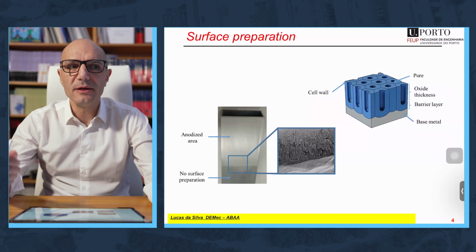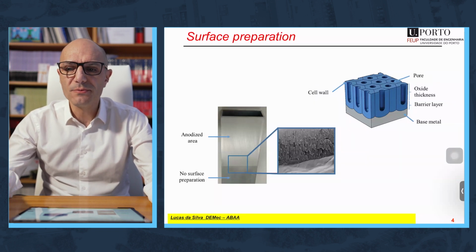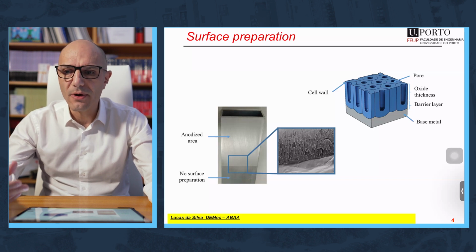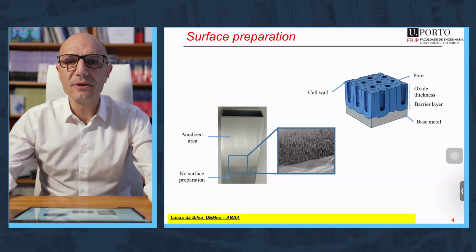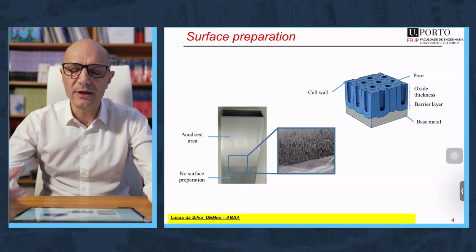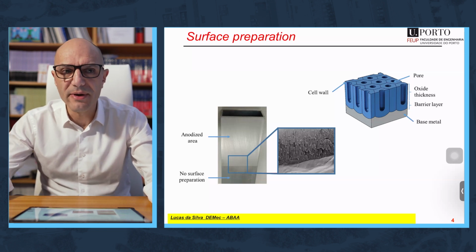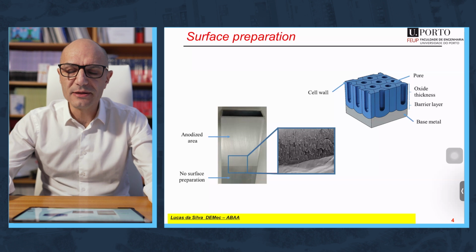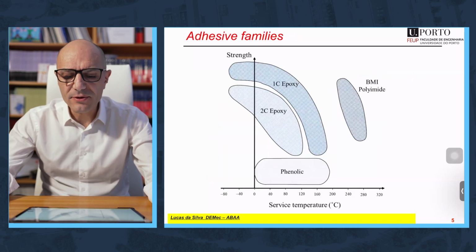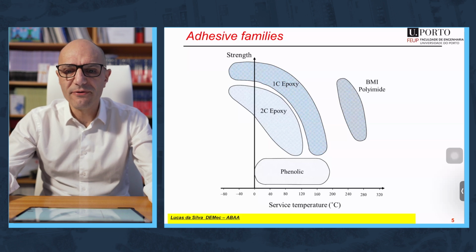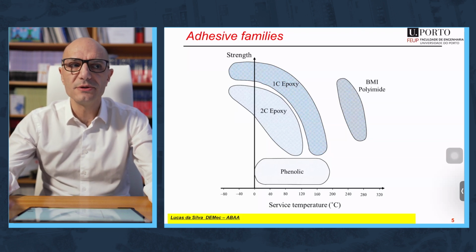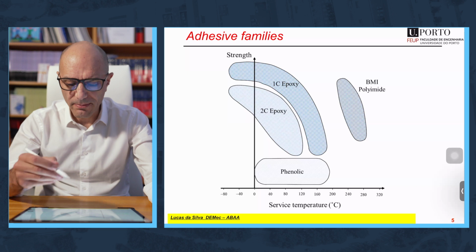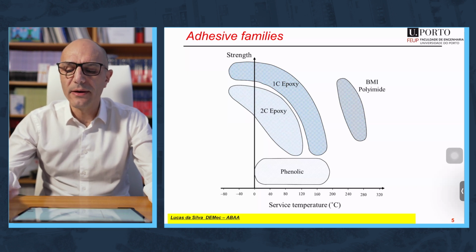Once you understand in which condition should be the surface to create a good bond with the adhesive, then you know which surface treatment you should apply to the substrate or to the adherent. You have here an image of the oxide that is created in the case of an aluminum alloy. After that, we will describe the main families, especially those used in aeronautical applications, epoxies, phenolics, and aromatic adhesives such as bismaleimide.